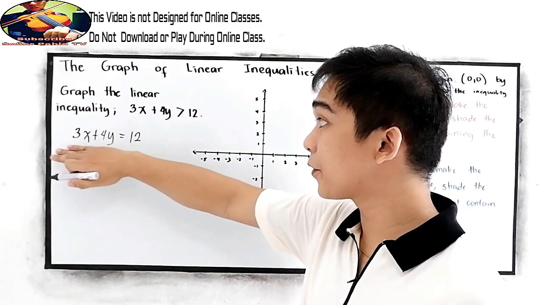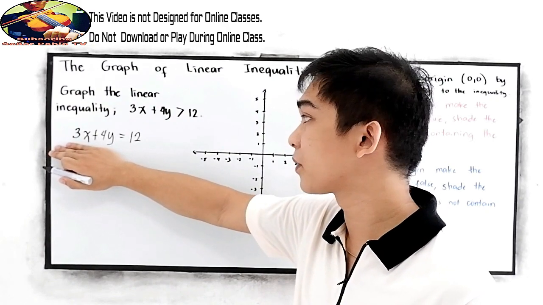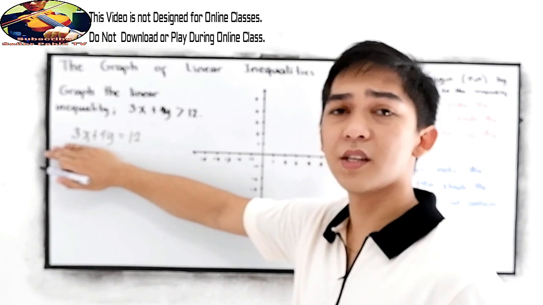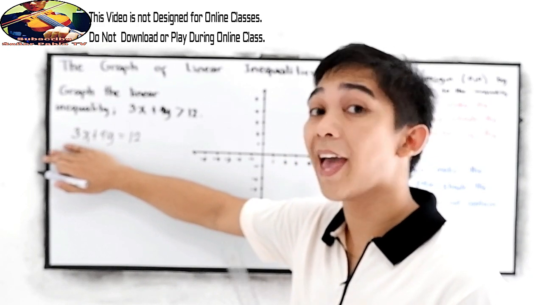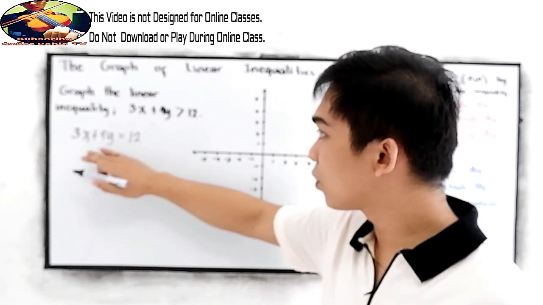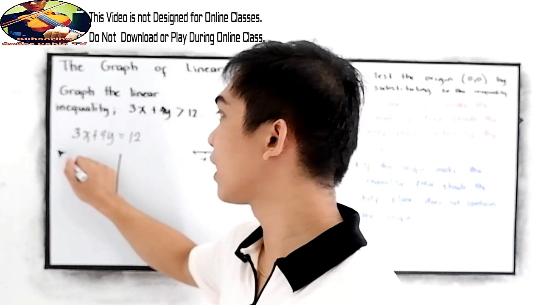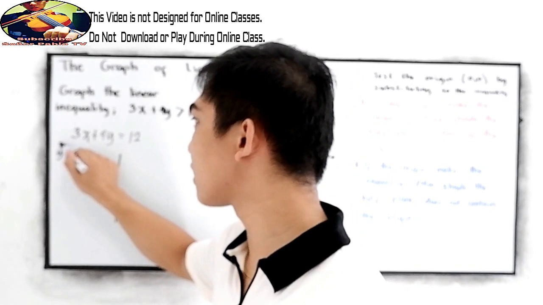Let us first graph this. 3x plus 4y is equal to 12. The easiest way here is to get the y-intercept and the x-intercept. To get the x-intercept, let y be 0.